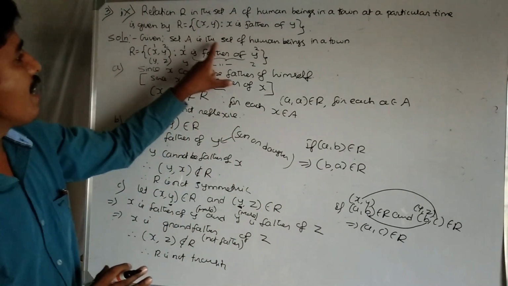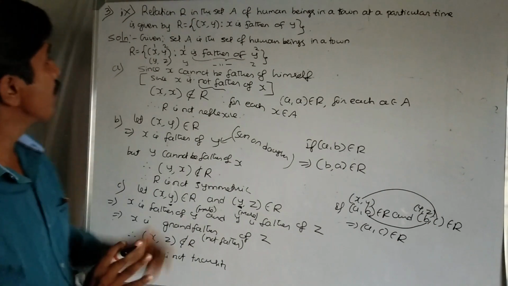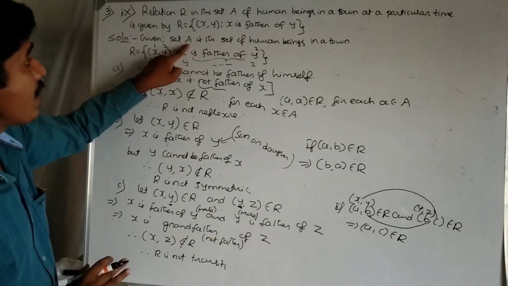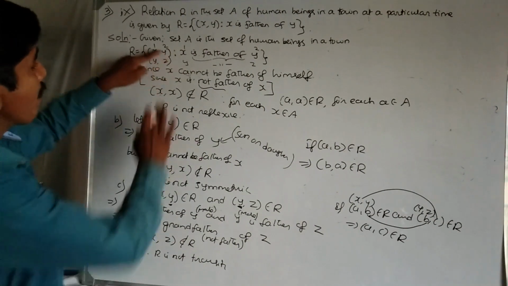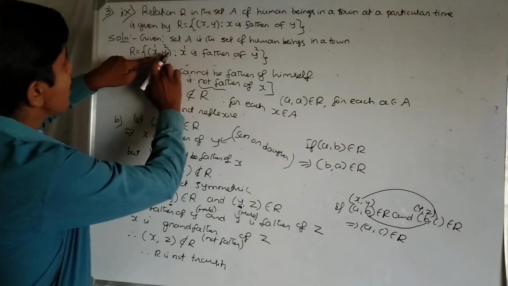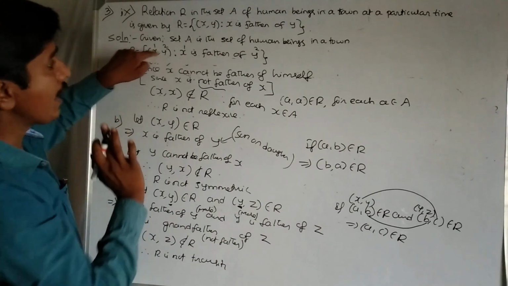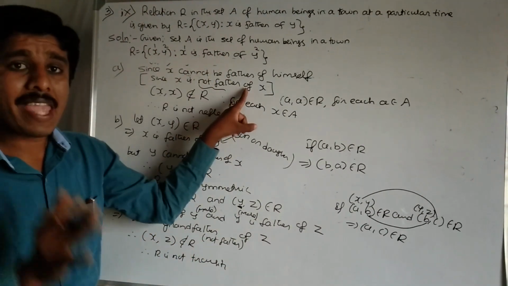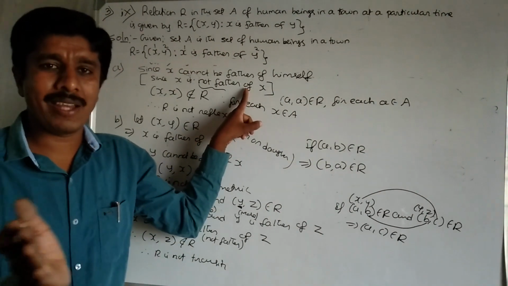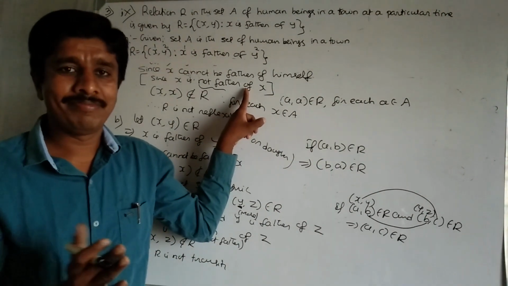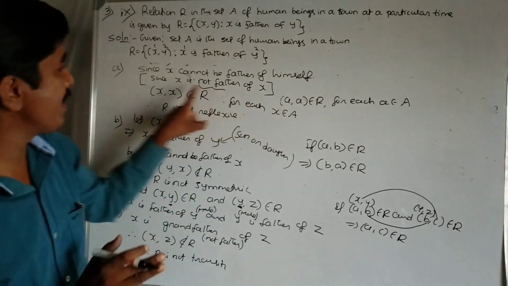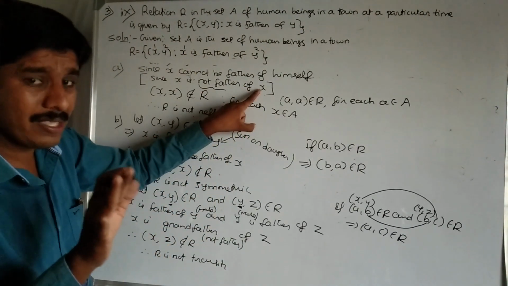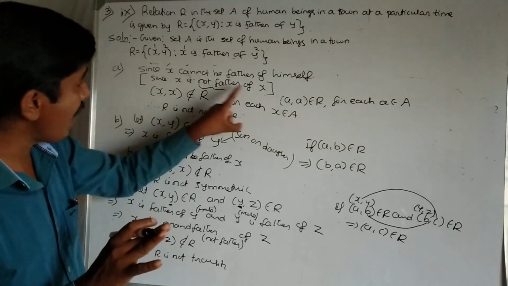Here, given set A is the set of all human beings in a town. R equals x comma y, where both x and y are persons belonging to set A. What is the relation between x and y? X is father of y. Is it reflexive? Reflexive means x is father of x. Every person cannot be father of himself, so you write x is not father of x.